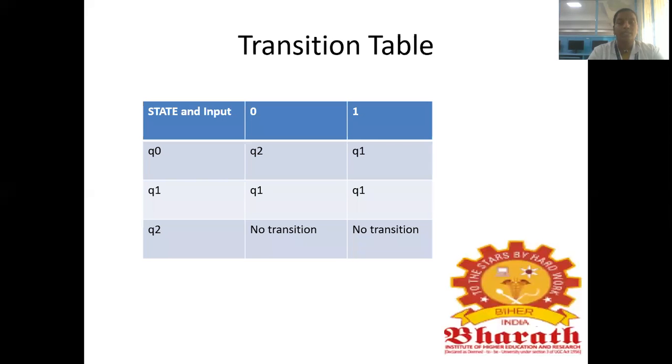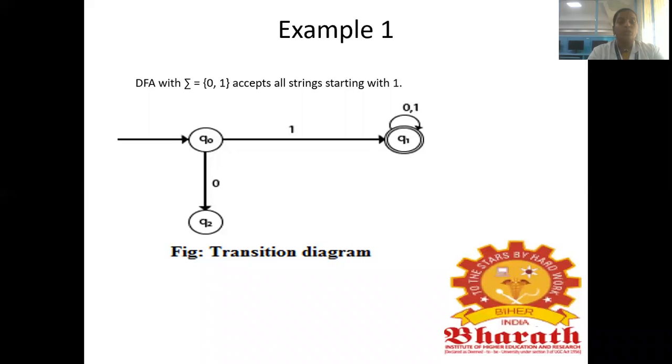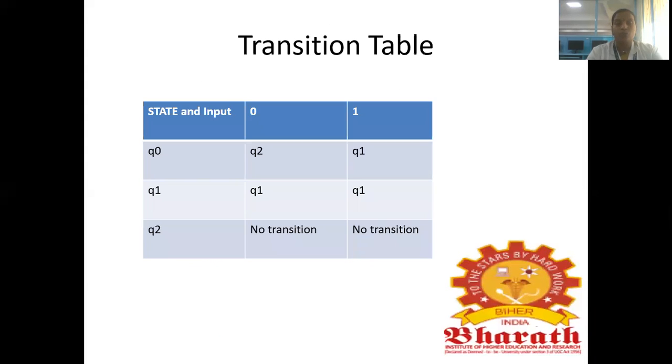Next one is Q2. From Q2 there is no transition to any other state, nothing. So no inputs and no transitions from Q2 to any other state. That is why I put no transition for Q2 on 0 and Q2 on 1. That is the main part.